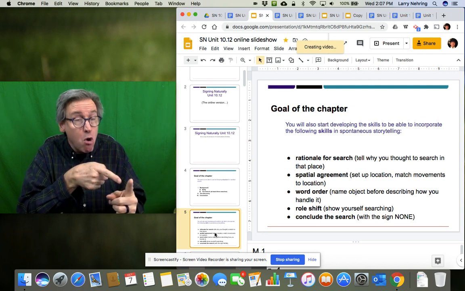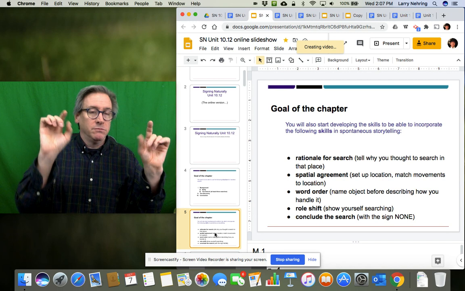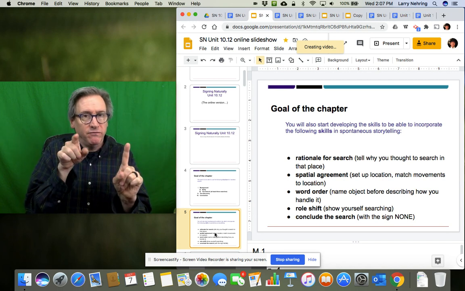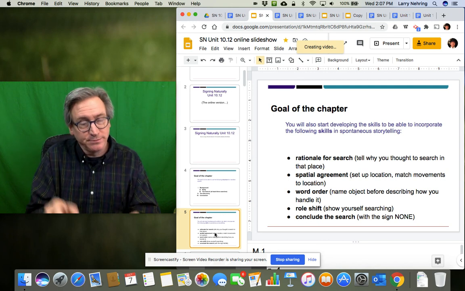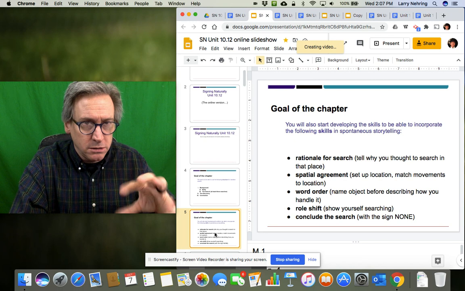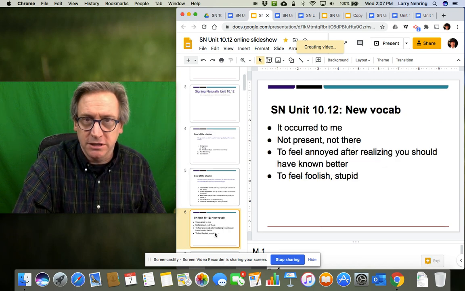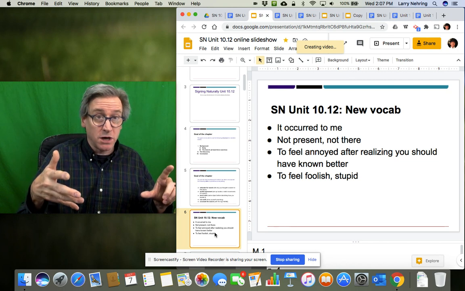So contact them finally. So there's some kind of success or failure. In this story, it's a failure. So it'll be a little bit easier to define. New vocab. There's only these four concepts.